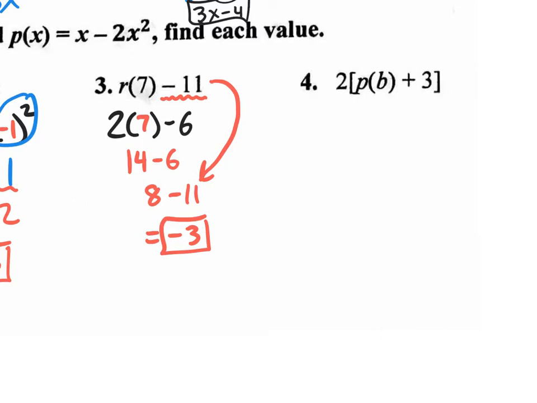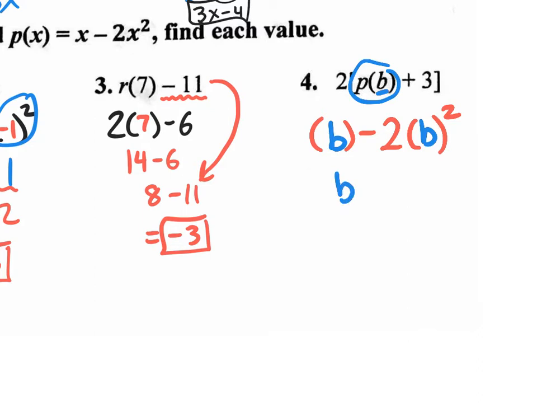So I would rewrite it again with parentheses. Instead of x minus 2x squared, I write parentheses minus 2 parentheses squared. And then I plug in my B value right in there. So B right there, B right there. So far, I'm working on the P of B. And all you can do here is nothing. You can't do anything. So you would just leave it B minus 2B squared.